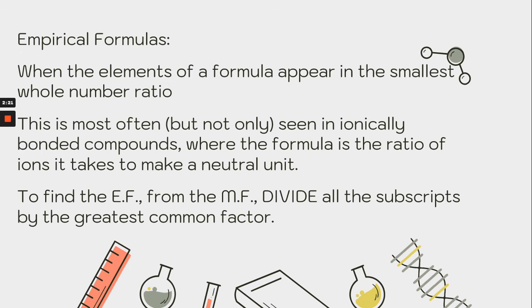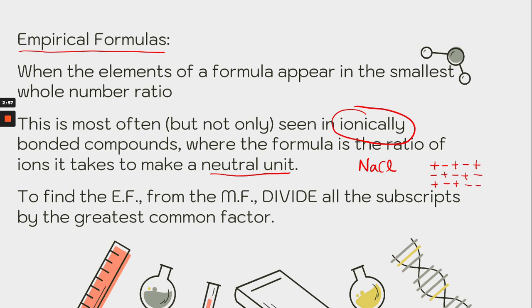Now that is slightly different than empirical formulas. Empirical formulas are formulas that are the smallest whole number ratio. We have been using these already as well. This is mostly when you are talking about something that is ionically bonded, so your metal and your nonmetal. Remember how we made a formula so that it came out to be neutral? Like we talked about salt a lot, NaCl. NaCl is just the ratio of cations to anions in the crystal lattice that makes up a grain of salt. So you're talking about the lowest ratio.